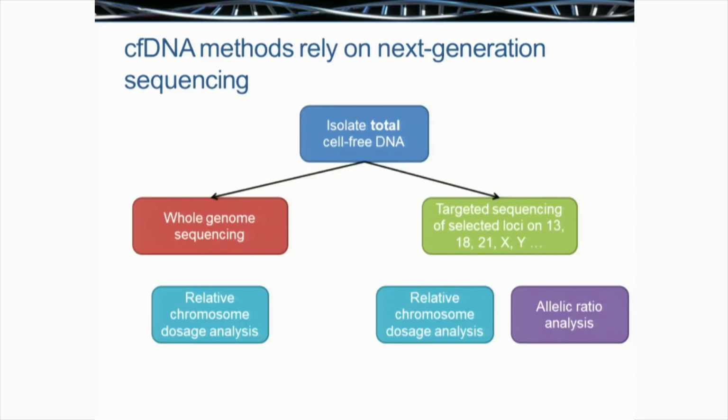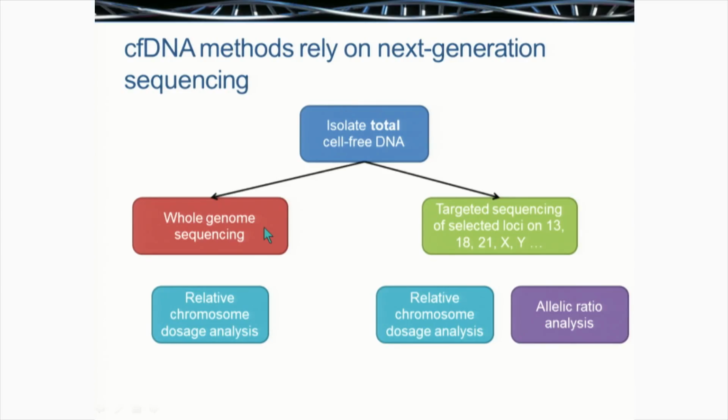So all cell-free DNA methods rely on next-generation sequencing or massively parallel sequencing. What they also all do is start by isolating total cell-free DNA. Why does that matter? Because more than 90% of the sample is coming from mom. That's important, okay? We don't have a way to say, I only want baby's DNA. There isn't a way for us to do that analytically at all.